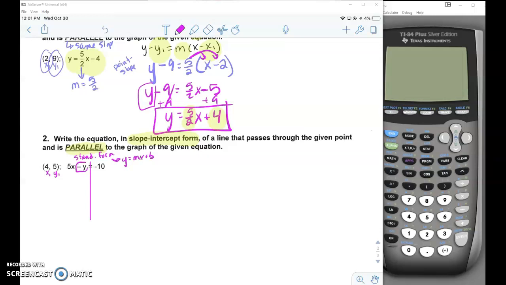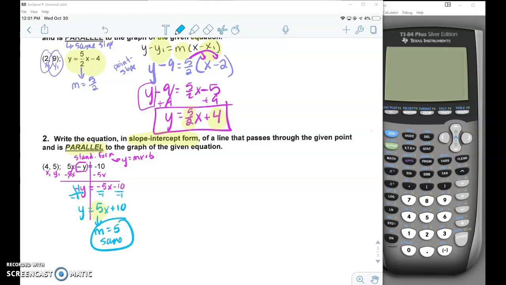So I'm solving for y. I will start with subtracting 5x on both sides. Negative y is equal to negative 5x minus 10. I've got to get rid of that negative in front of the y. Remember, really, this is a negative 1. So I divide everything by negative 1. And I get y equals positive 5x plus 10. So our slope is 5. Parallel means same slope, so we need to keep our slope the same.